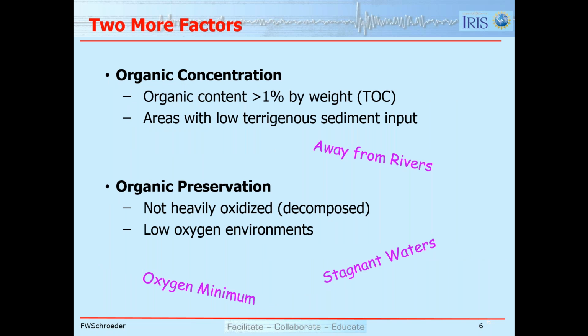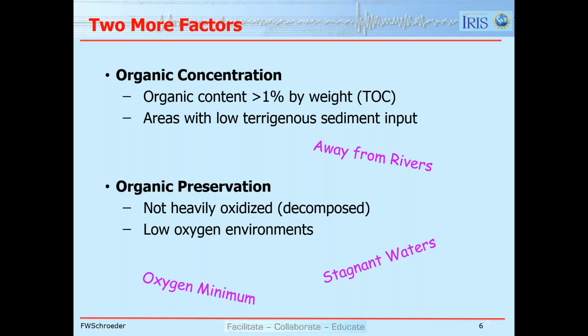There's 2 other factors. We have to have concentration of the organic matter, and a source rock will have at least 1% by weight organic material. So if I have 100 grams of a rock sample and 1 out of the 100 grams is organic material, that would have a 1% TOC, total organic carbon. In order to have the concentration of organic material, typically we want to look for places that have a low input from river systems or other terrigenous sediments.